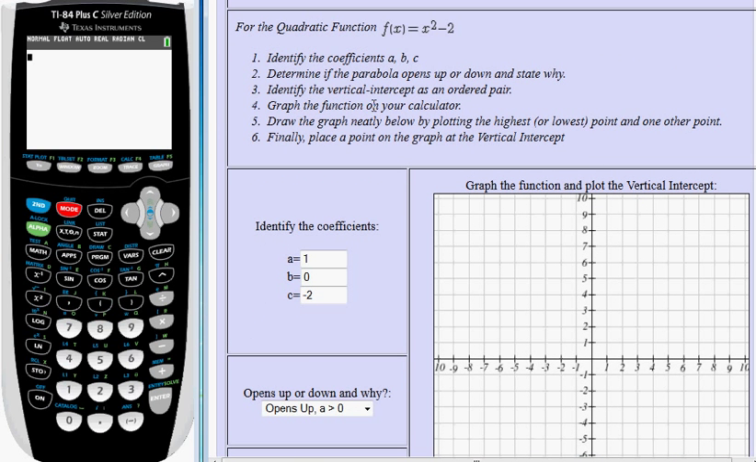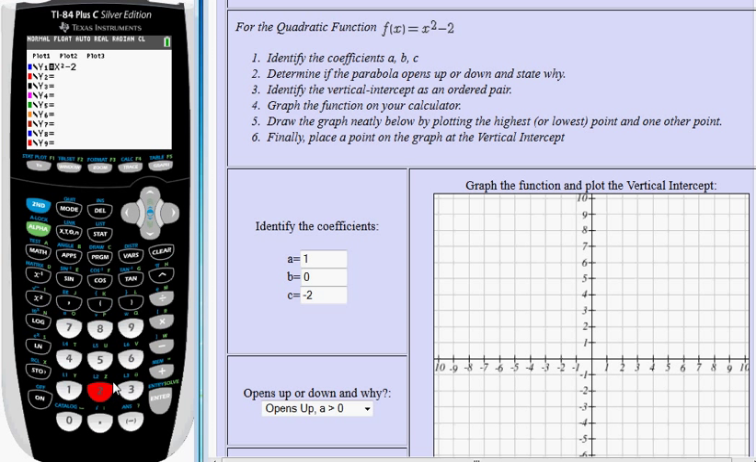Fourth, we're supposed to graph the function on our calculator. So turn your calculator on, press y equals, which is right here. We're going to type in x squared. The easiest way to get x squared in the calculator is to hit this button right here. Hit the square key right here. Make sure you hit subtract 2, not -2. So this is the subtract key, so subtract 2.